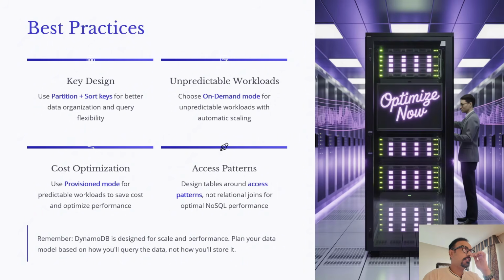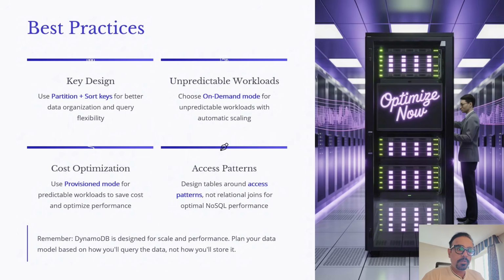And the best practices are as follows. So when working with DynamoDB, as I said, performance and scalability is the key for which we use it. So the first, use partition key and sort keys wisely. They help organize your data efficiently and give you more flexibility when you are querying related items. For unpredictable workloads, always go with on-demand mode so your database can automatically scale without any manual intervention.